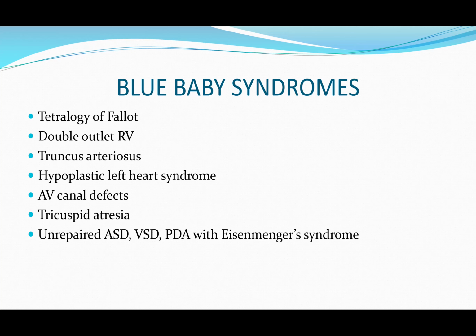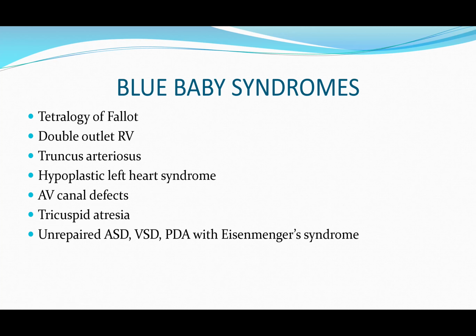AV canal defects is what we talk about, or the AV septal defect, or the cardiac cushion defect. That is primum and secundum septal defects, and then the cleft mitral and tricuspid valve. In tricuspid atresia, the tricuspid valve doesn't develop, so you don't get enough blood going to the right ventricle, so the right ventricle doesn't develop. These patients also have a 3-chamber heart, and they will need multiple interventions. Then ultimately we need a heart transplant.